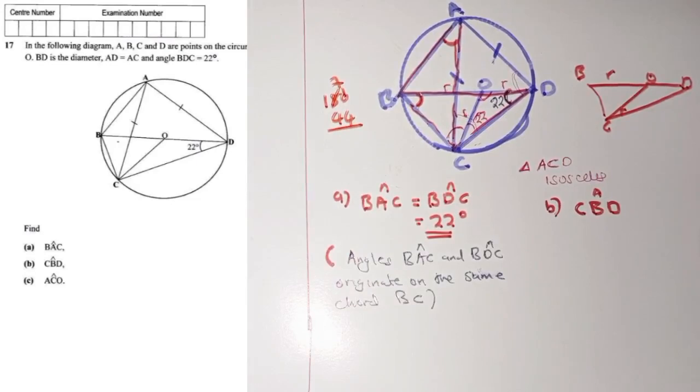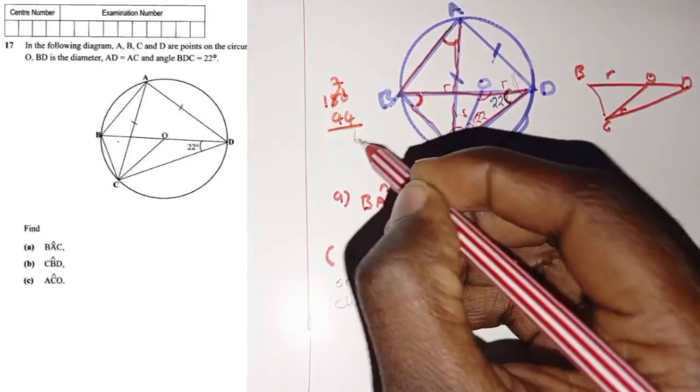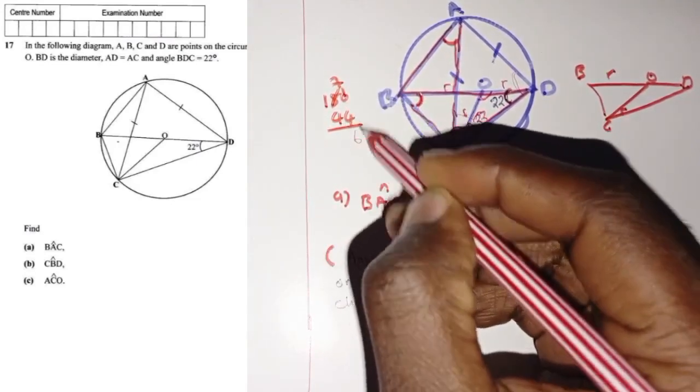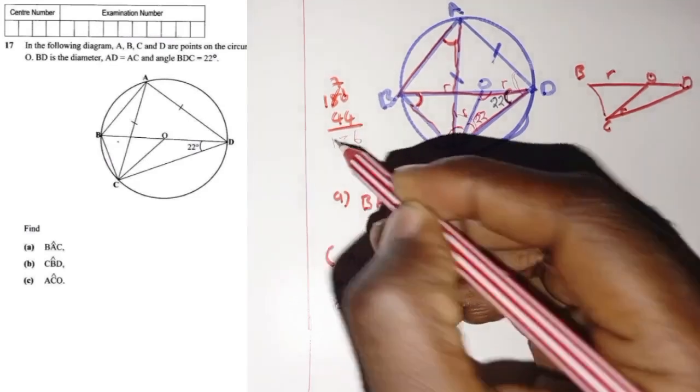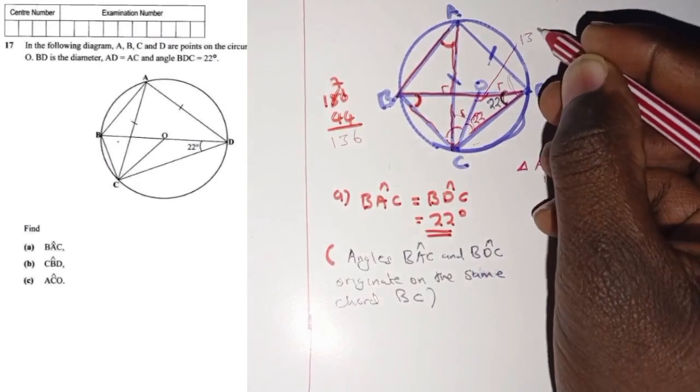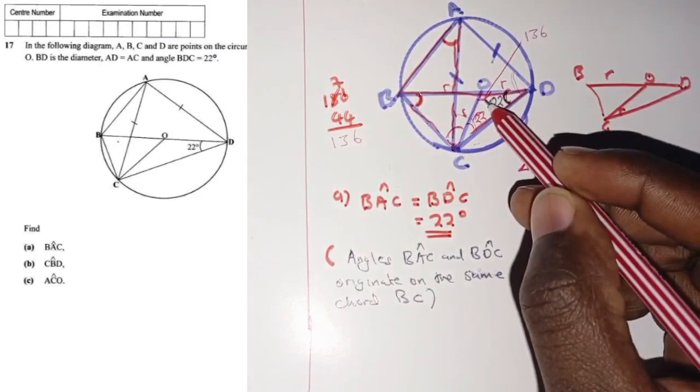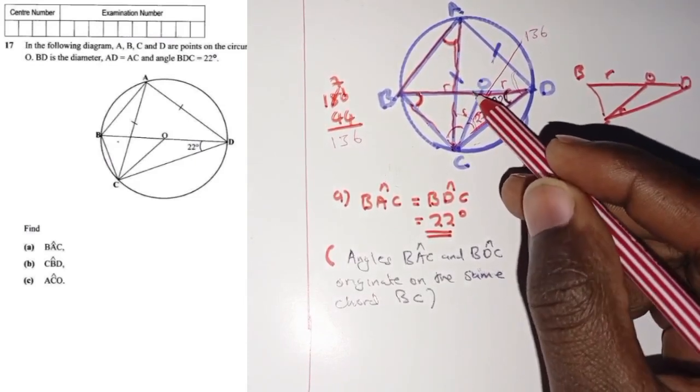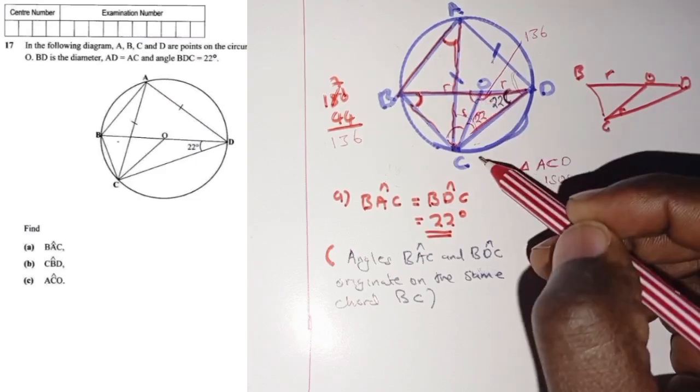What do we get here? 10 minus 4, that is 6. Yes, 7 minus that is 3. So 136. So this one here inside is 136. Now this is 136. You can find the one this side.